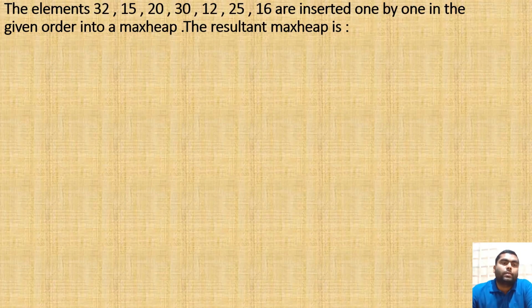So the very first question: the elements 32, 15, 20, 30 are inserted one by one in the given order into a max heap. The resultant max heap is... so firstly we have to insert. First 32, so there is no problem, 32 will be inserted. Then 15, and as soon as you insert 15, there is no problem.